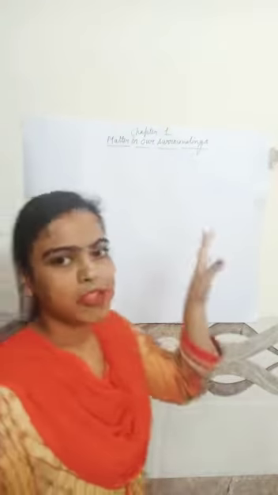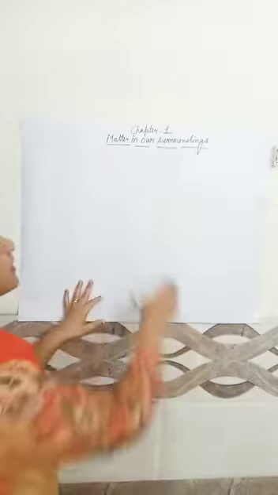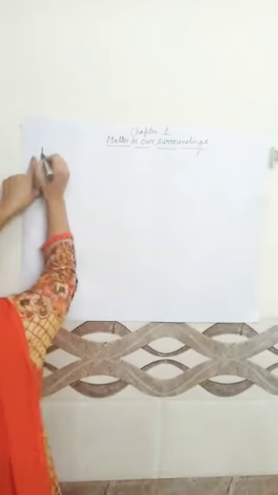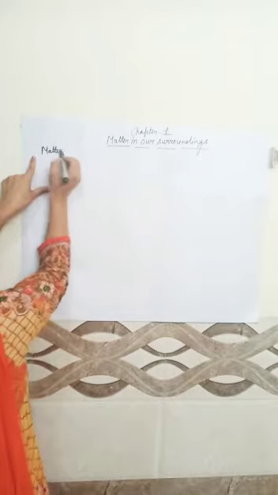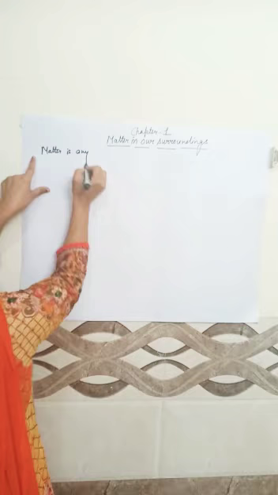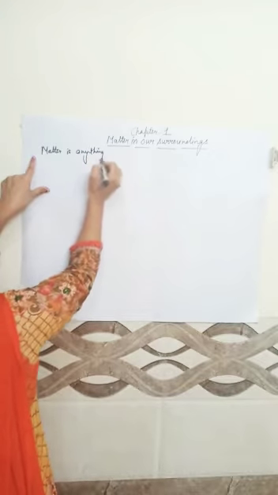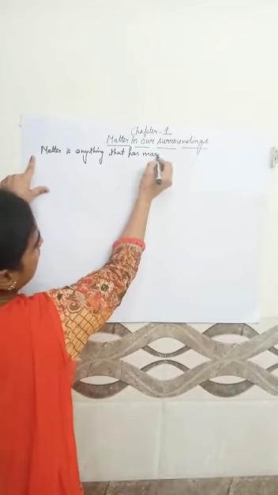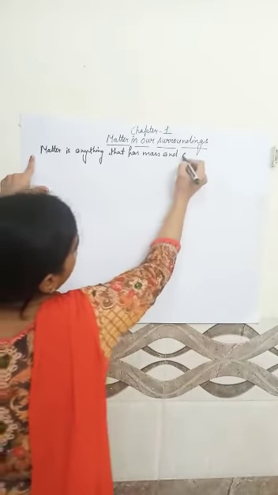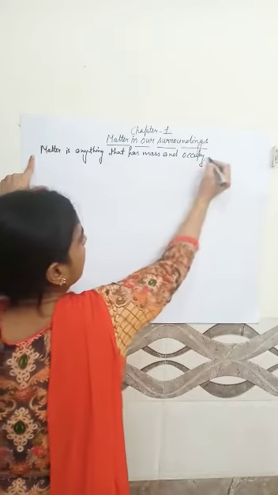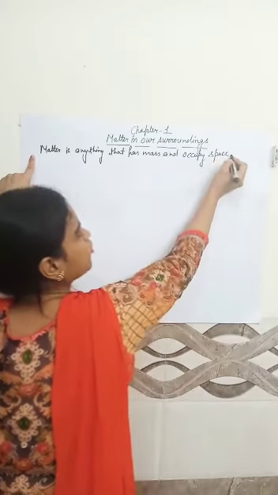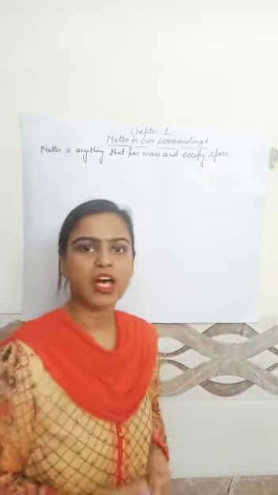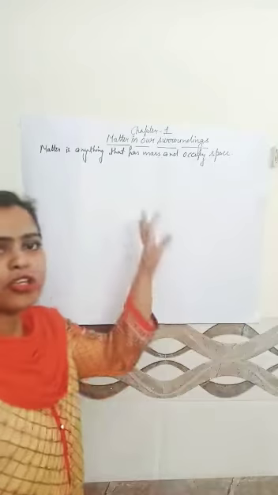The first part of the chapter you have discussed earlier. Firstly, we will discuss what matter is. Now the definition of matter. Matter is anything that has mass and occupies space. Anything which has mass and occupies space is called matter. For example, if we take a book, a table, a chair, then all these things are matter.